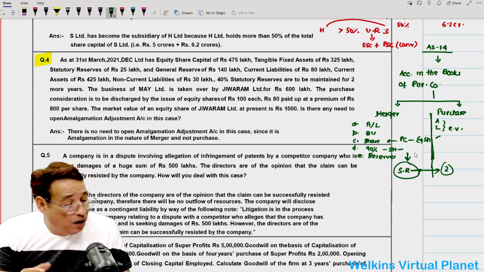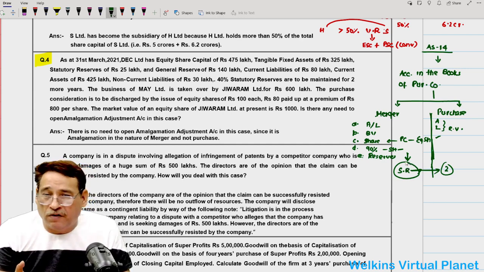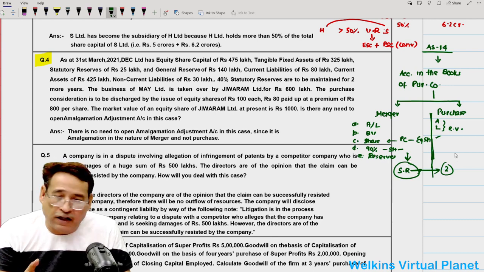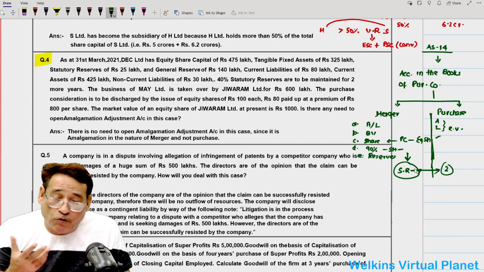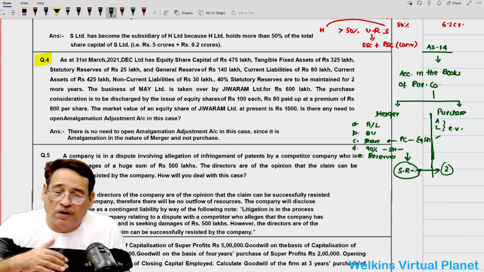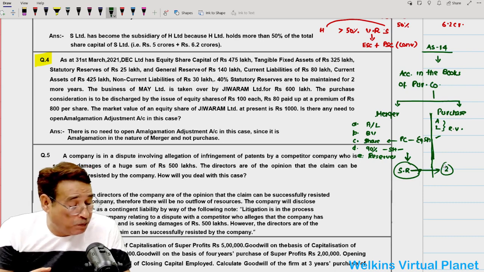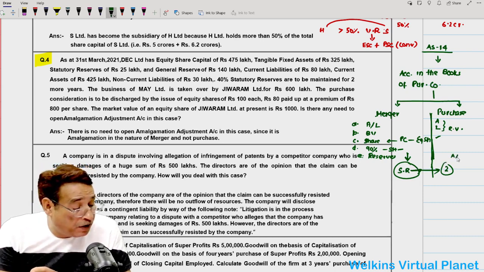However, if there are statutory reserves in the books of the vendor company and it is a case of amalgamation in the nature of purchase, and the question says that statutory reserves need to be maintained for some more period, let us say 2 years, 3 years, in that case the purchasing company will have to take it, and the purchasing company will pass an entry: amalgamation adjustment account debit to statutory reserve. Are you getting my point or not?